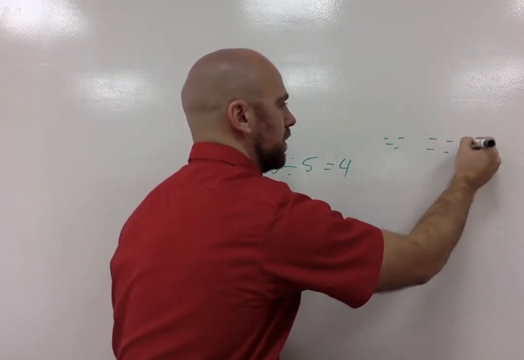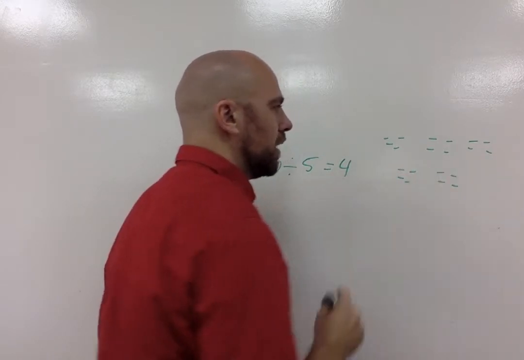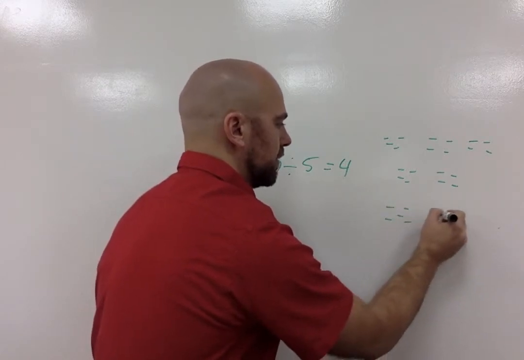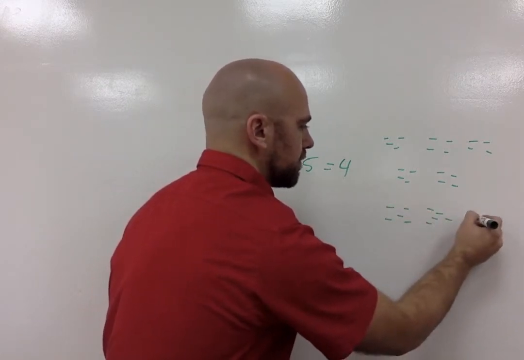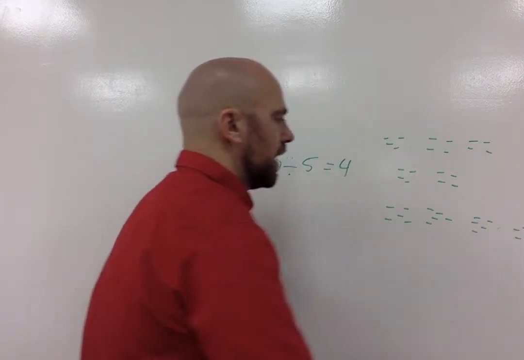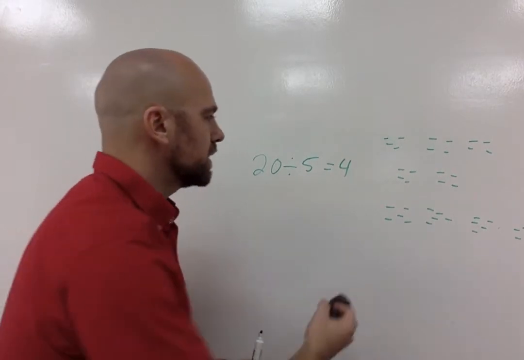1, 2, 3, 4. 1, 2, 3, 4. 1, 2, 3, 4. 1, 2, 3, 4. Or we could have 4 groups of 5. So 1, 2, 3, 4, 5, and so on for each group. Either way, we still have 20. So nothing is really changing there.